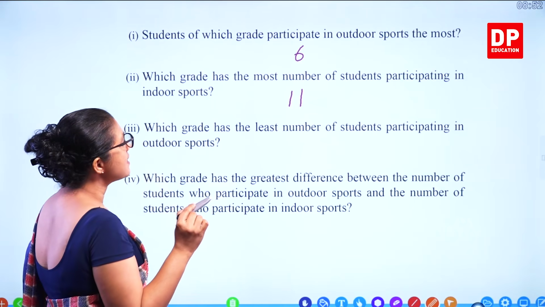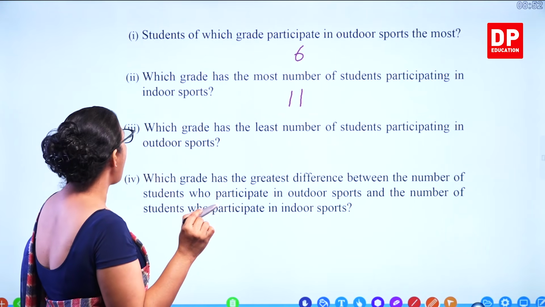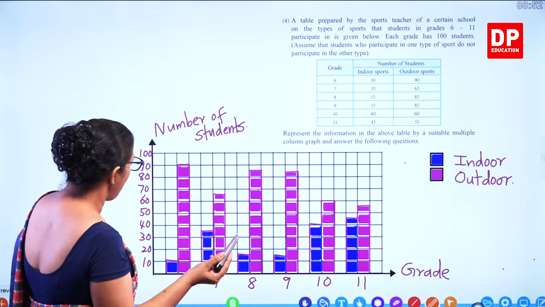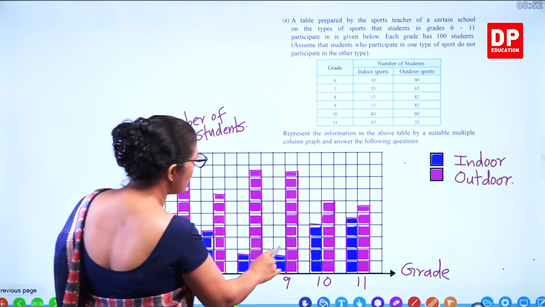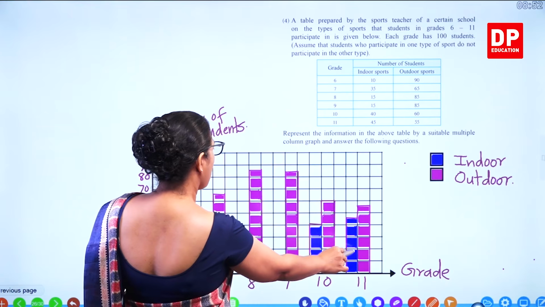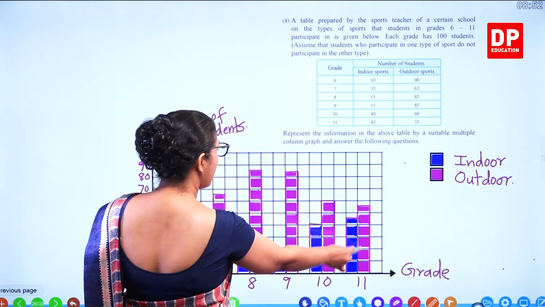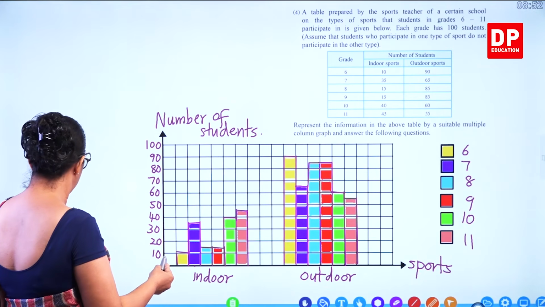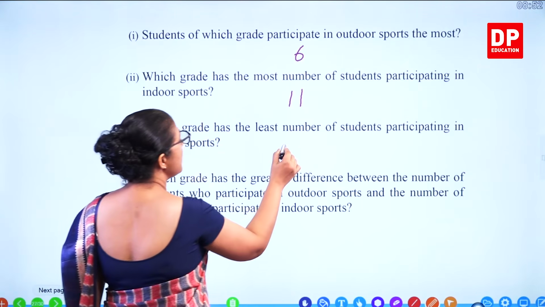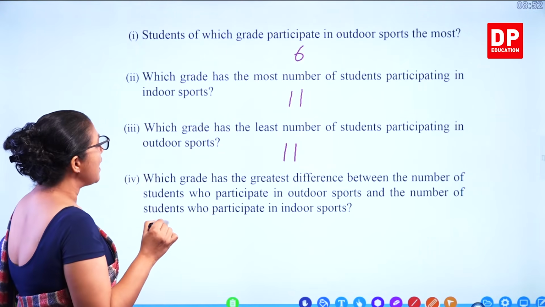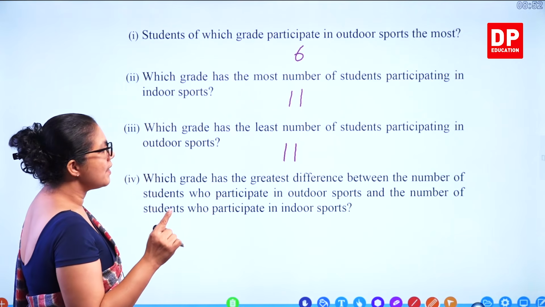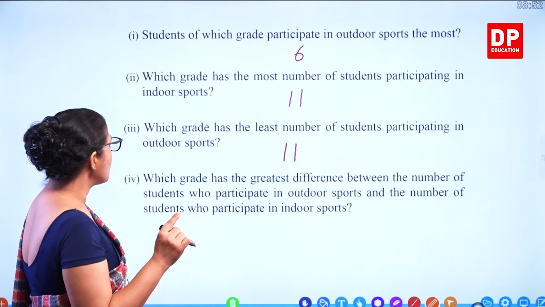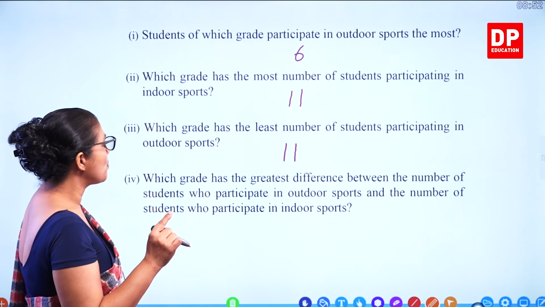Which grade has the least number of students participating in outdoor sports? Outdoor, that means pink color, least one. So this one, grade 11. Which grade has the greatest difference between the number of students who participate in outdoor sports and the number of students who participate in indoor sports?